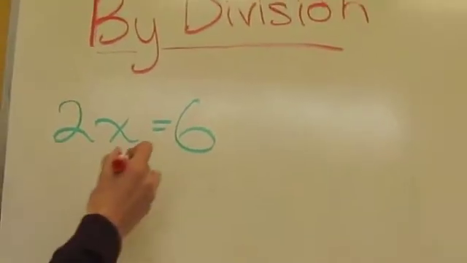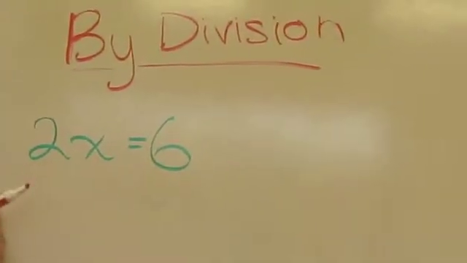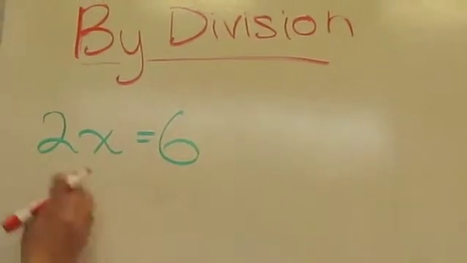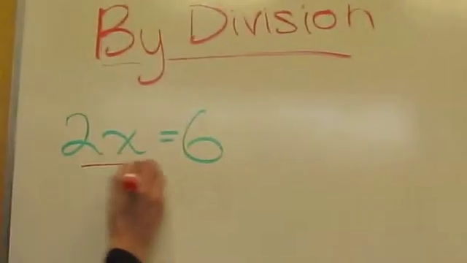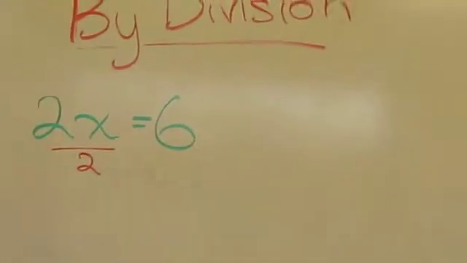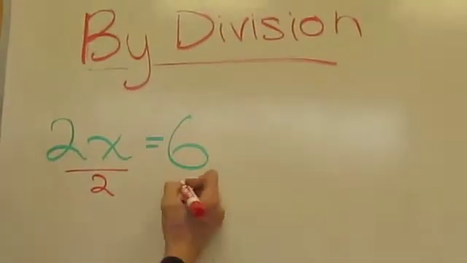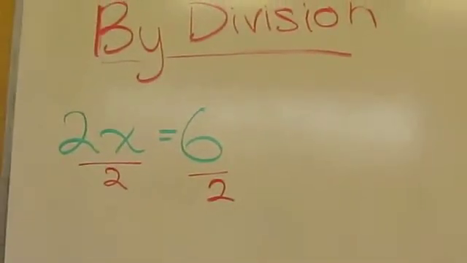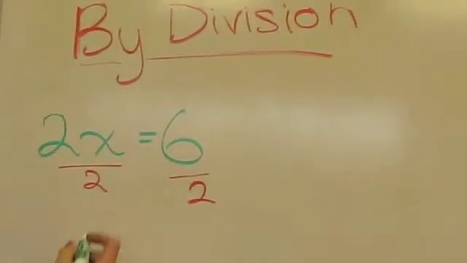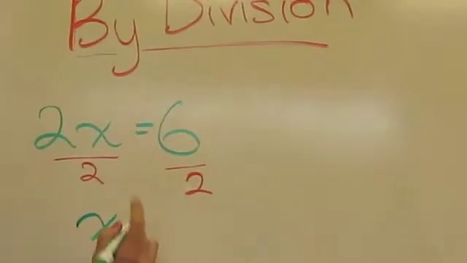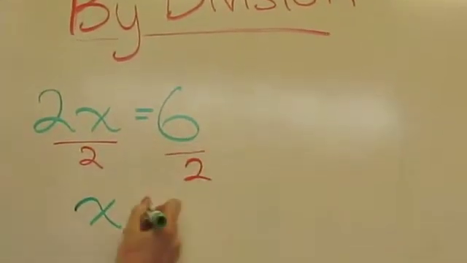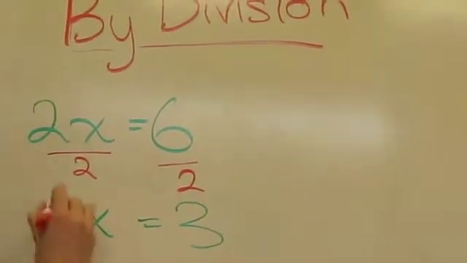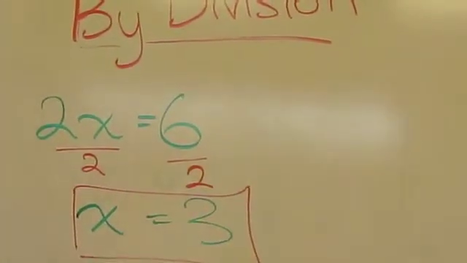So our variable is x, and we need to only have x on this side and have a number on this side so we can know the value of x. Because this is multiplication, we're going to divide by 2 to get rid of the 2. And because we have to keep it equal, we're also going to divide this side by 2. So now, this side, because we've divided by 2, is going to become x. And this side, 6 divided by 2, is 3. So the answer is x equals 3. Now that's a simple question.